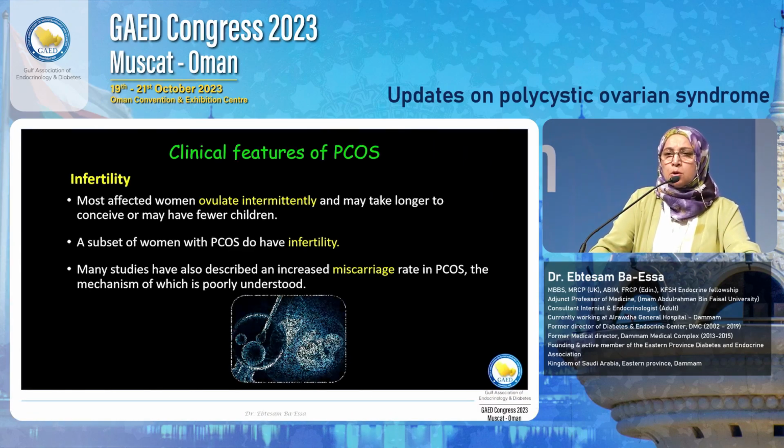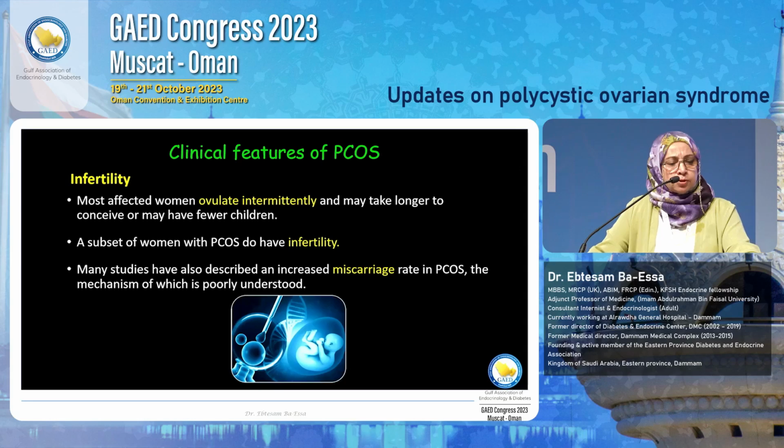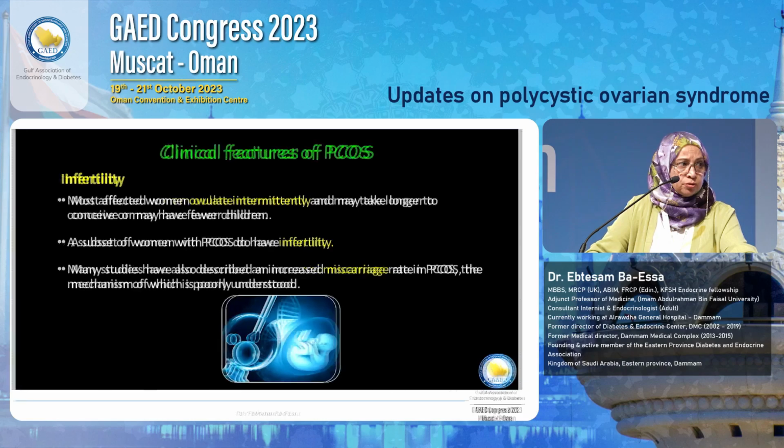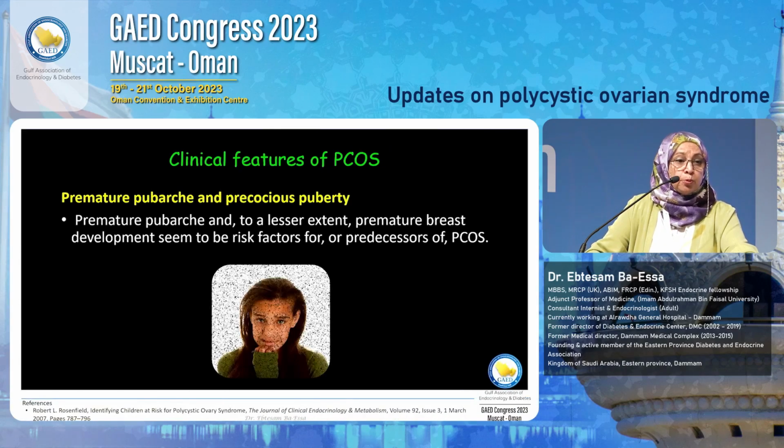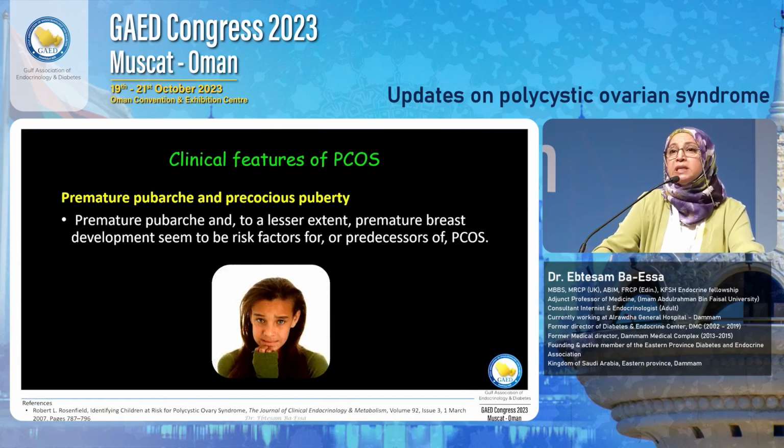Infertility is also one of the signs or symptoms of polycystic ovary disease. People with polycystic ovary disease can ovulate intermittently. Some of them may present with infertility, and some of them may present with increased miscarriage. Premature pubarche or precocious puberty could be the earliest sign of polycystic ovary syndrome at an earlier age.